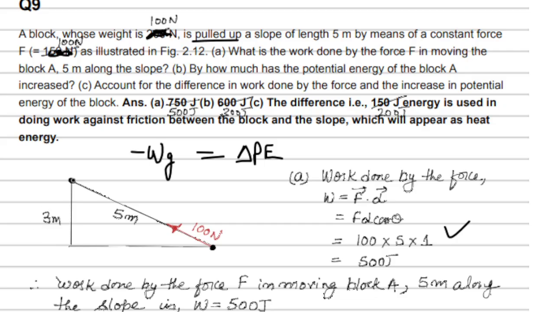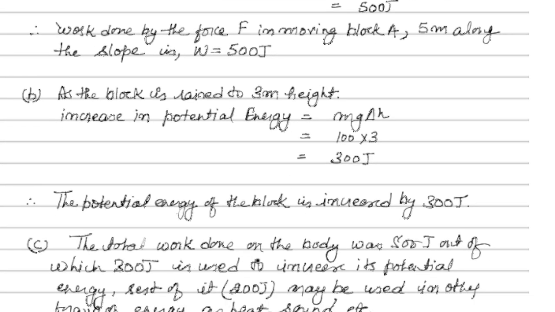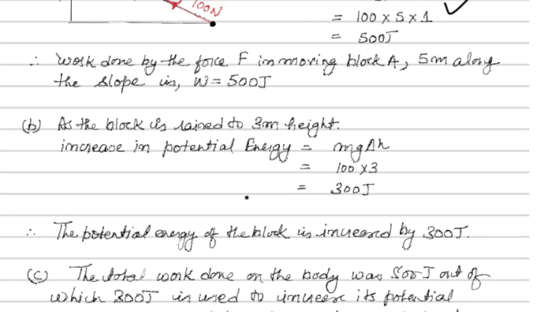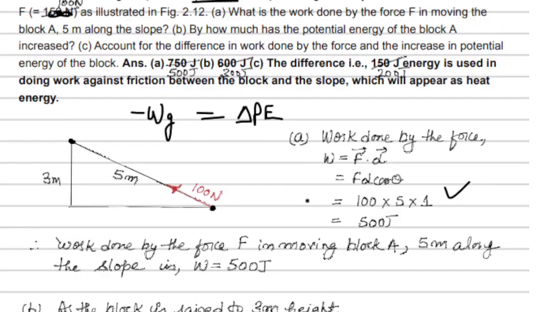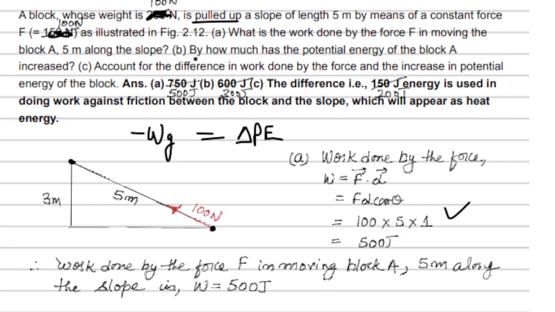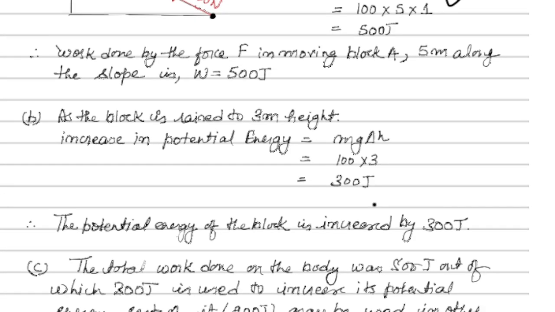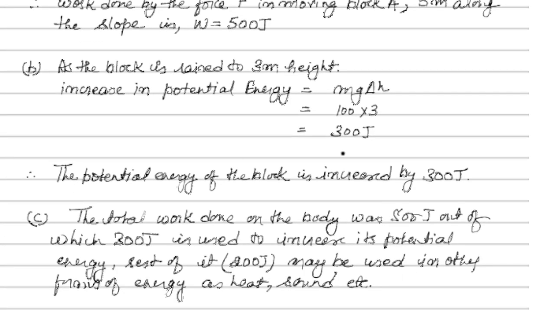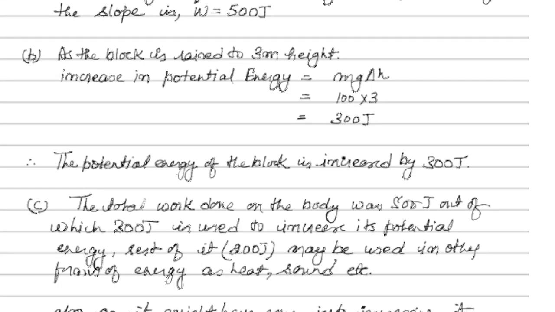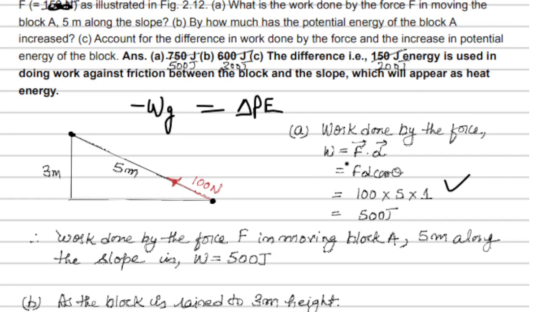So what is the potential energy here? We just have to calculate mgh, and we will get the answer. Mg delta h is equal to 100 Newton, because the weight of the body was also 100 Newton. So 100 into 3, 300 joules. So this much potential energy has increased. Okay, what is the next part?